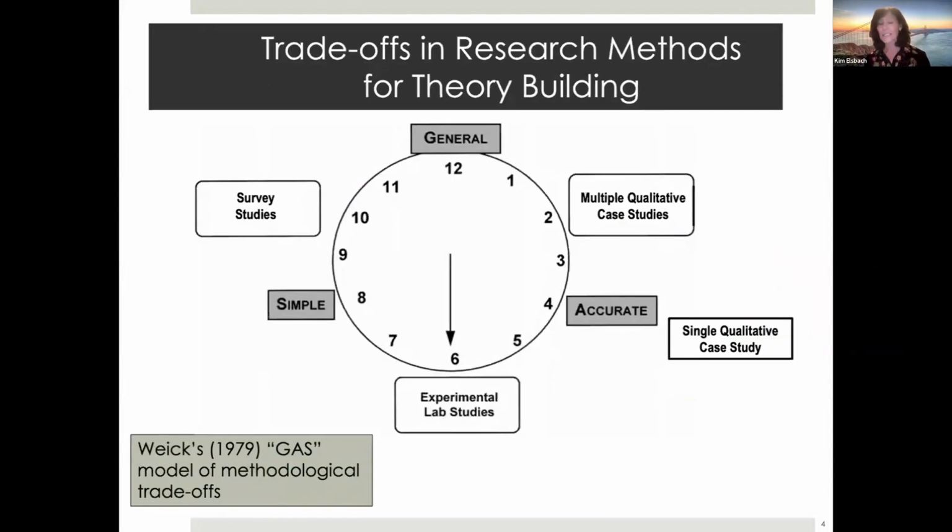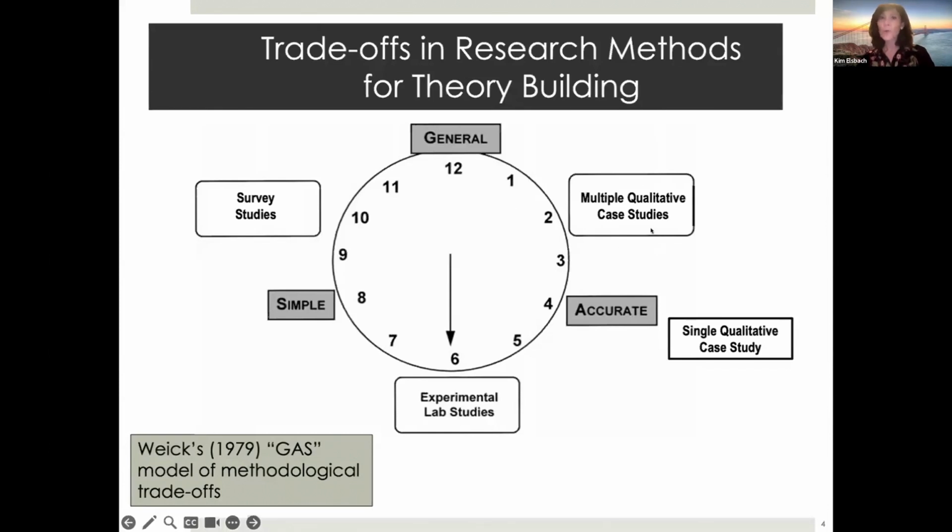These strengths and weaknesses illustrate some trade-offs in research methods that are included in Weick's GAS model of methodological trade-offs. He uses the acronym GAS, G-A-S, to stand for three components of very useful theory. That is, being general, accurate, and simple. But he also contends that any single research method can at most achieve two of these three outcomes. So, for example, single case studies can achieve accuracy, but not, as I said, simplicity or generalizability.